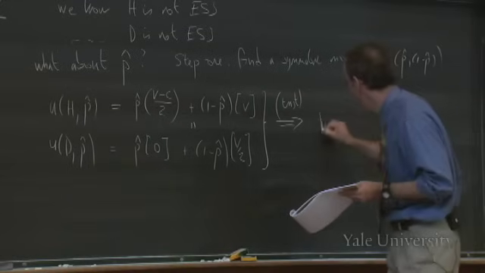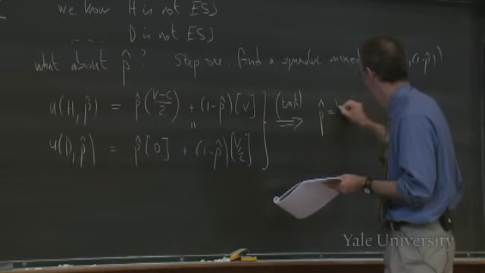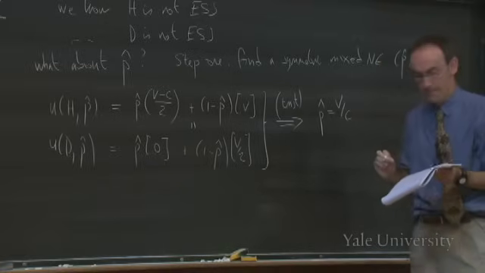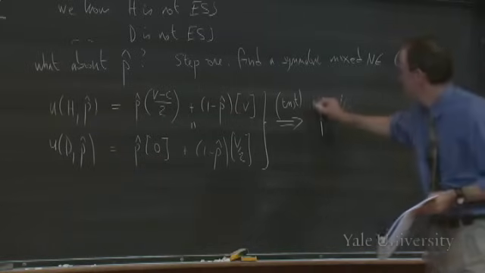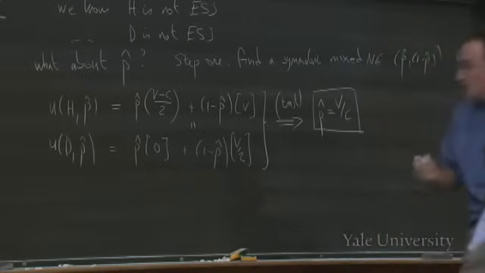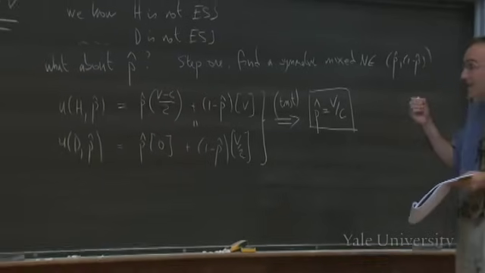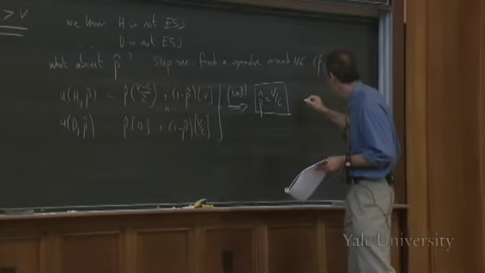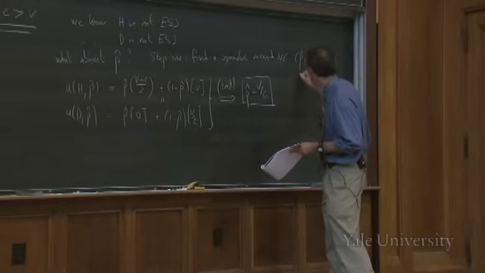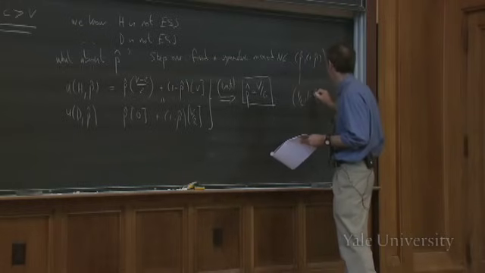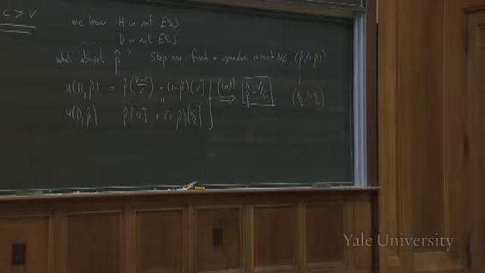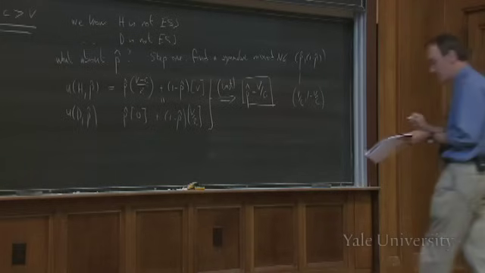This is going to turn out to imply that p hat equals v on c. P hat equals v on c. So it turns out that there is, in fact, a mixed Nash equilibrium, which is of the following form: v on c and 1 minus v on c, played by both players.